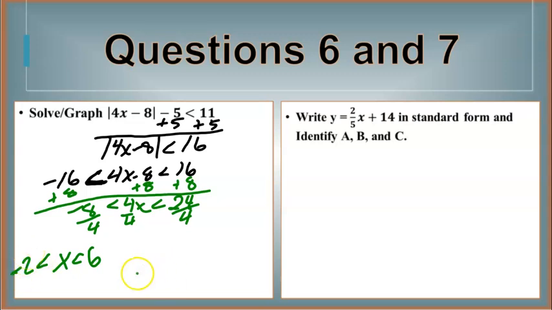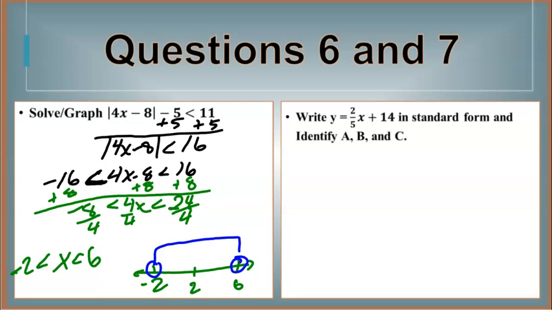So now on a number line, I would have negative 2 here. I would have a 6 here. They're 8 apart, so half of 8 is 4. So the middle number would be 2. So now I have an open circle at negative 2 and an open circle at 6. It has to be greater than negative 2, but less than 6.